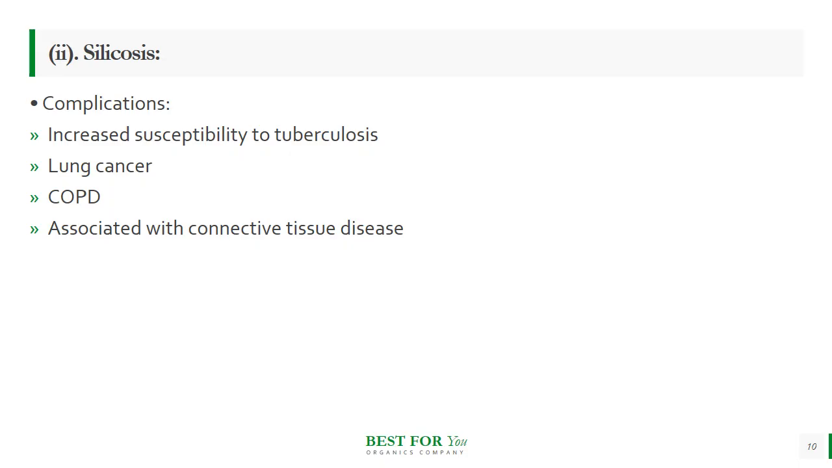Silicosis increases the susceptibility to tuberculosis. It is due to decreased cell-mediated immunity. There can be risk of lung cancer and COPD. It is also associated with connective tissue disease.